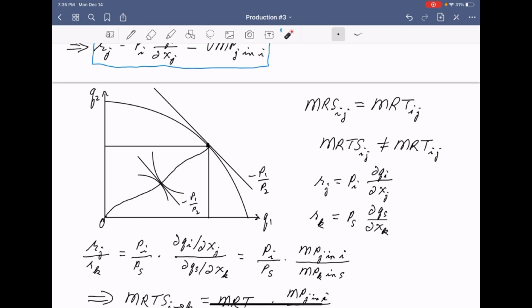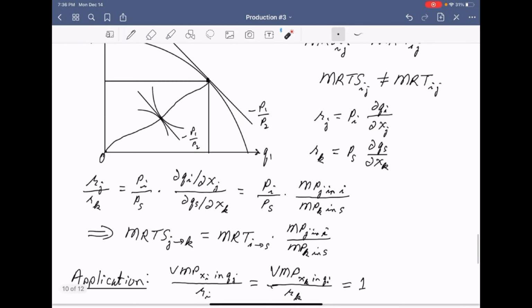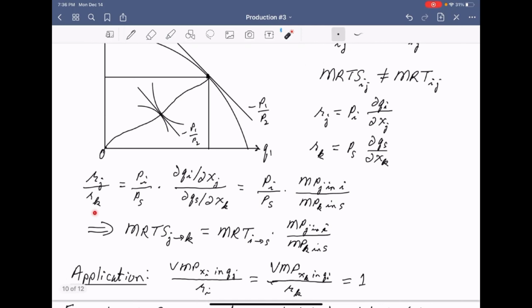So Rj is equal to Pi times the partial of Qi with respect to Qj. We write that again as: the input price of j is equal to the output price of I times the marginal product of j in I. And the same thing here. This is the second condition for different inputs and a different output. We set these up so that we get this result here.